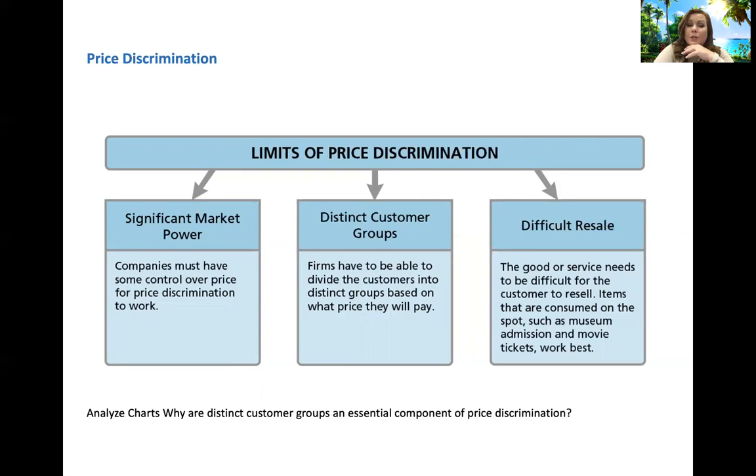So how do we do price discrimination? First thing you have to do is have significant market power. You have to be able to have some control over price for this to work. If you can't control price, it's never going to work. You also have to be able to divide your customers into distinct groups. Child, student, adult, senior citizen.